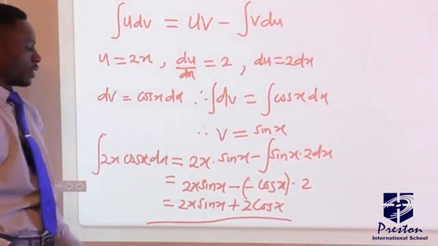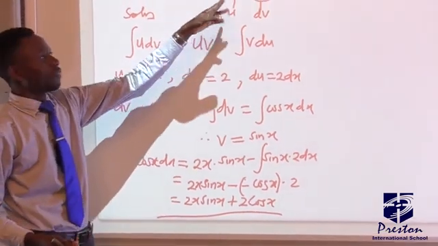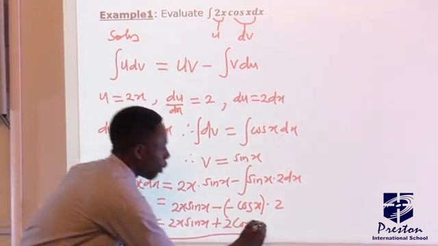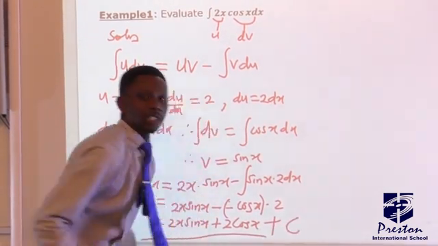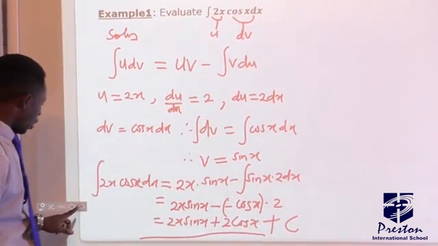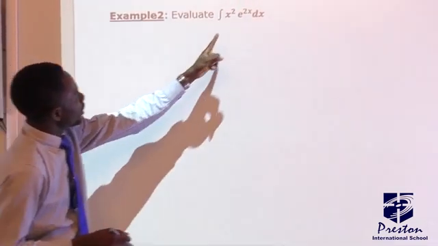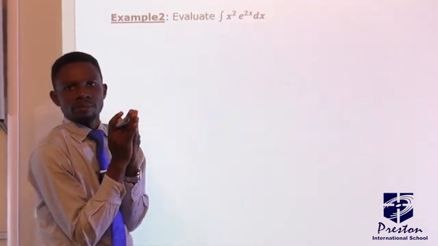And this will give us the final answer to the integral of 2x cos x dx: 2x sin x plus 2 cos x. But don't forget to end it with our constant of integration. And lastly, we have an example. This one is a little complex.